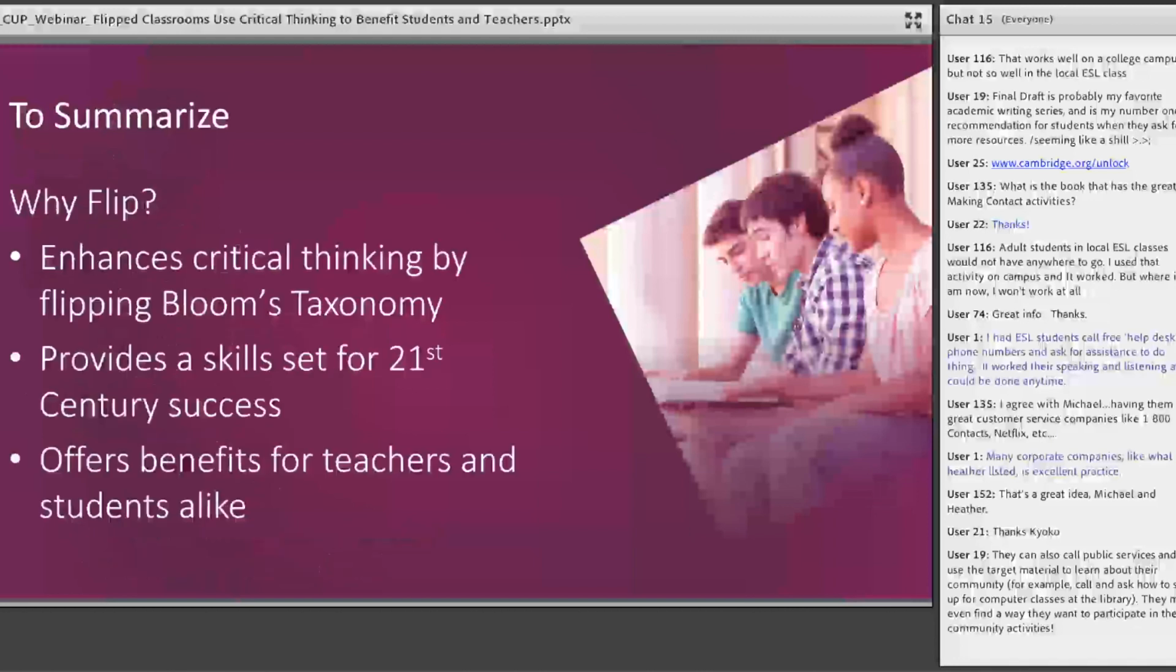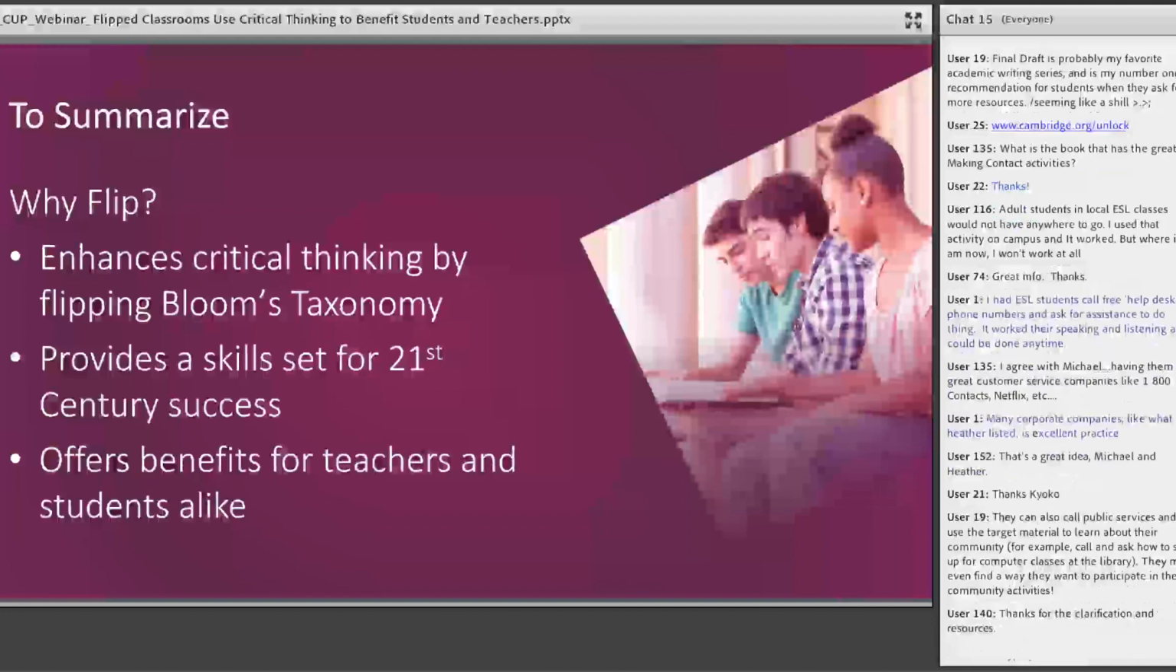So I wish I had more time, so I'll just really quickly summarize here, but I'll be happy to answer some questions or share my email address if anyone wants to send questions. But why should we flip? Well, flipping makes it a lot easier on all of us. But most importantly, it enhances critical thinking by flipping Bloom's taxonomy, thereby providing a skill set for 21st century success and offering just a wealth of benefits for teachers and students alike.